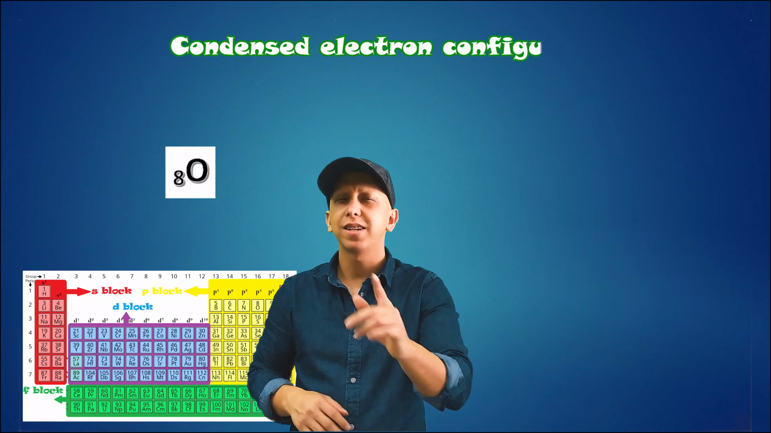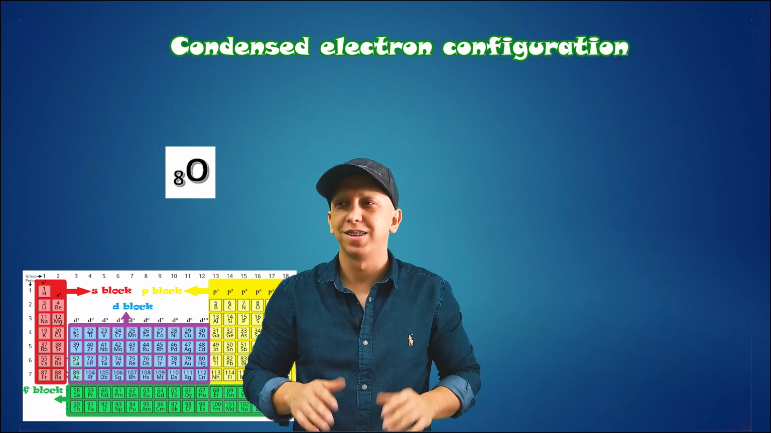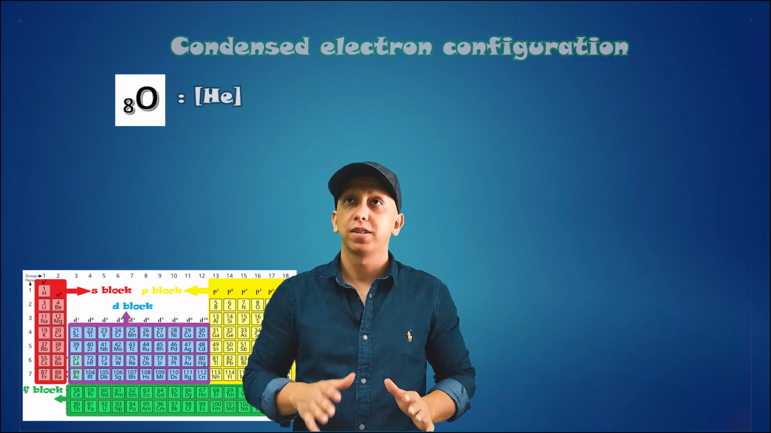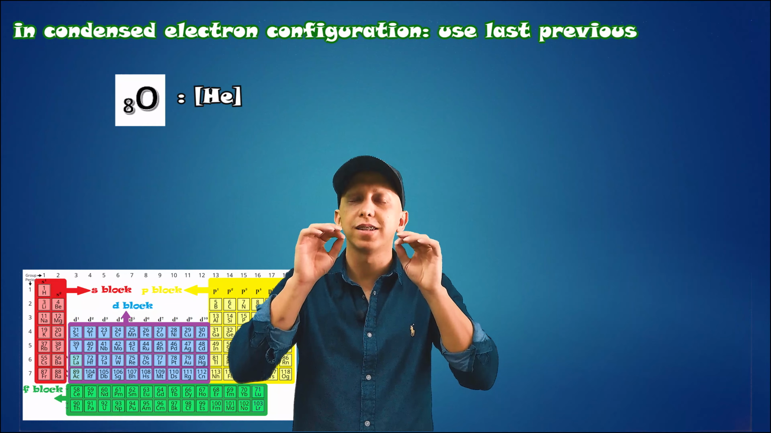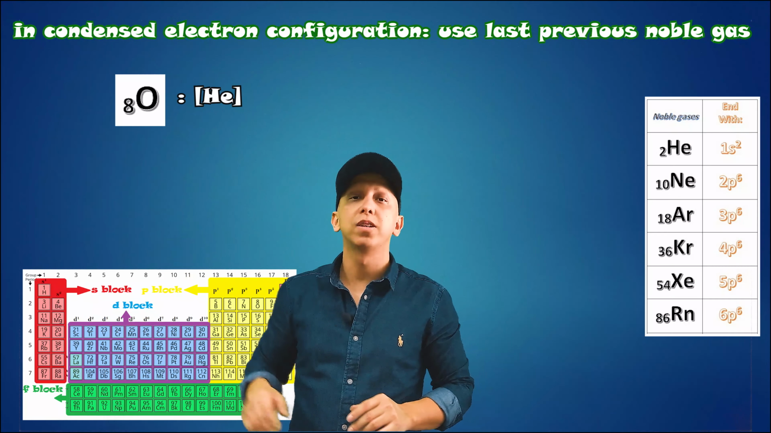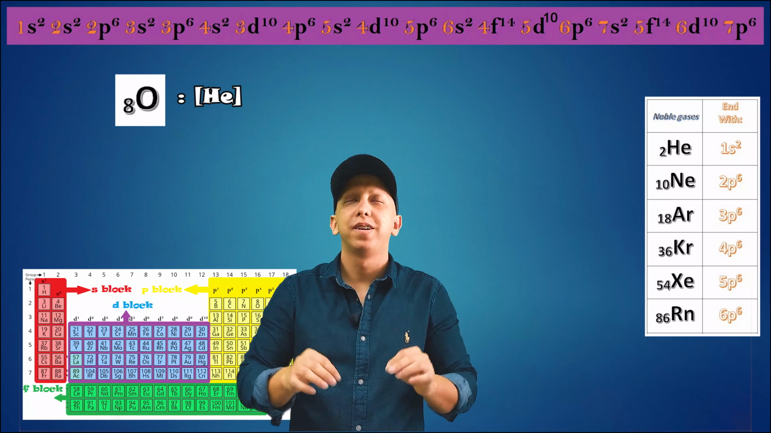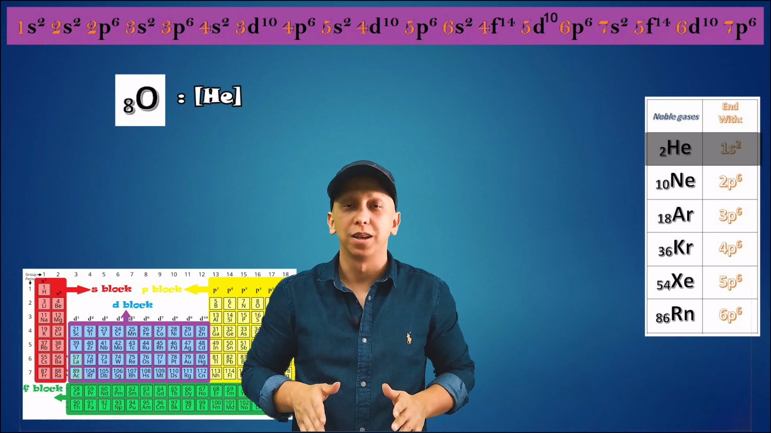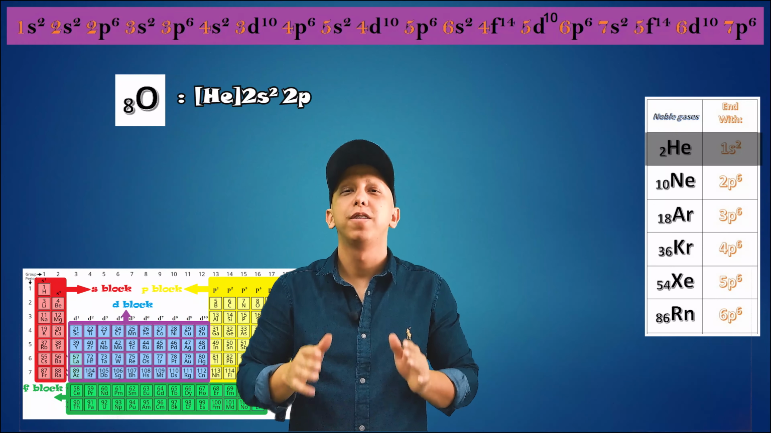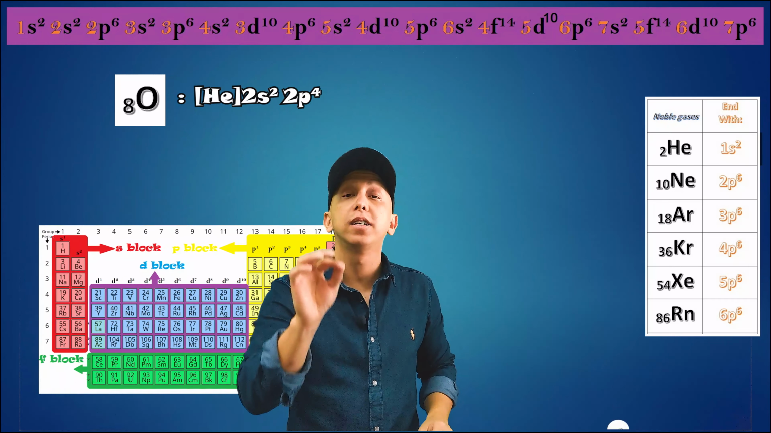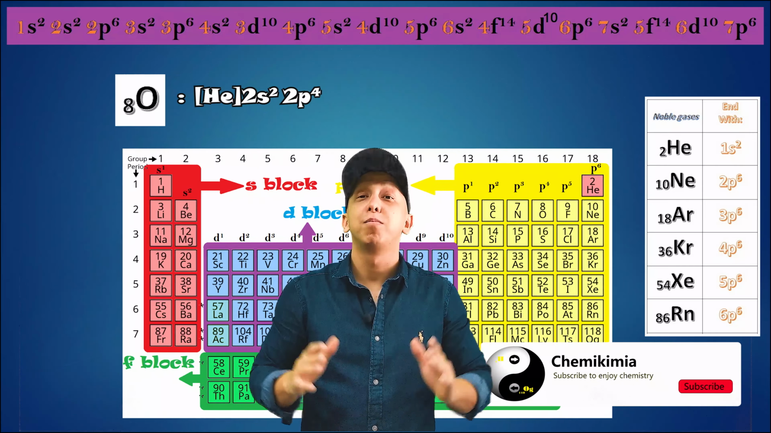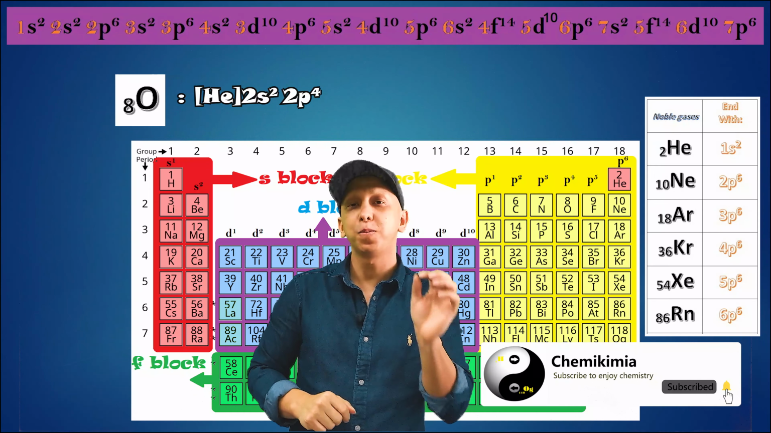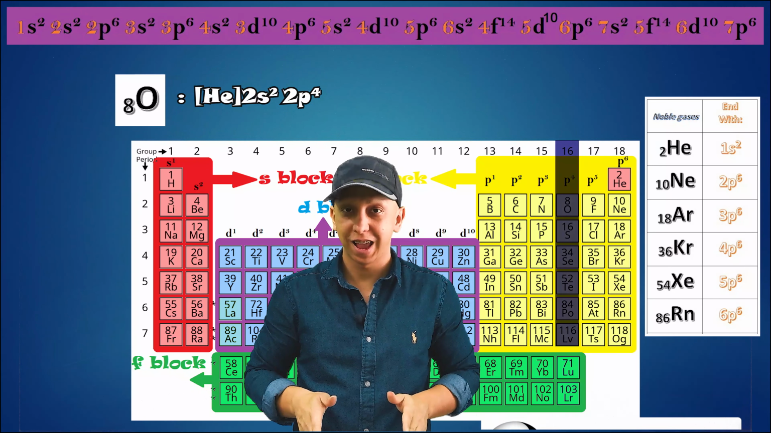I recommend you write it in condensed form because it takes less time to write. So I will write helium, because in condensed electron configuration we use the last previous noble gas. As its atomic number is 8, the last previous noble gas is helium. Then 2s2, 2p4. As you see, oxygen ends up with p4. So we have to put it in the p block and the group of p4 elements.